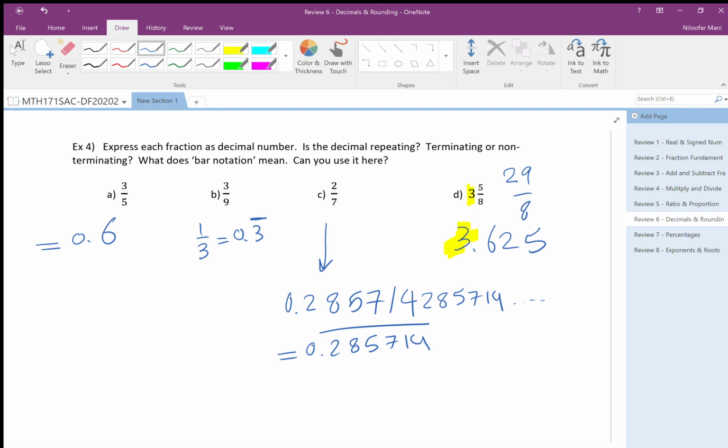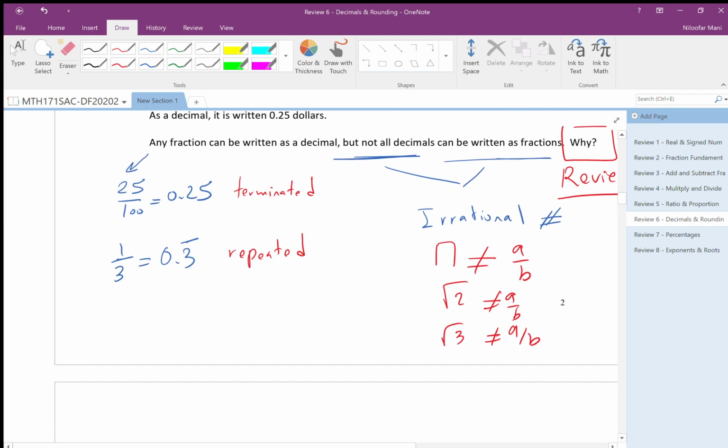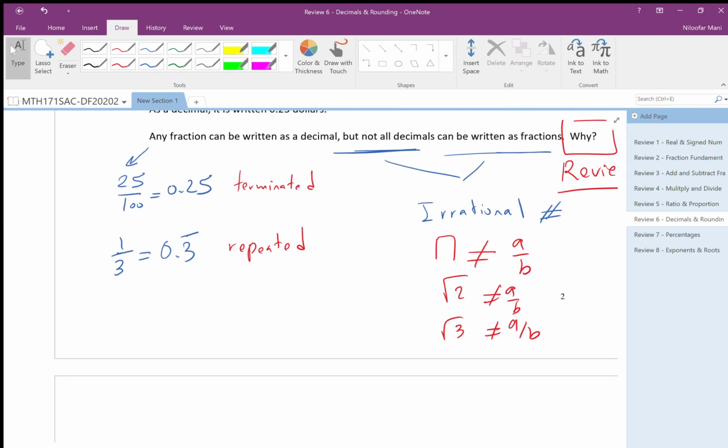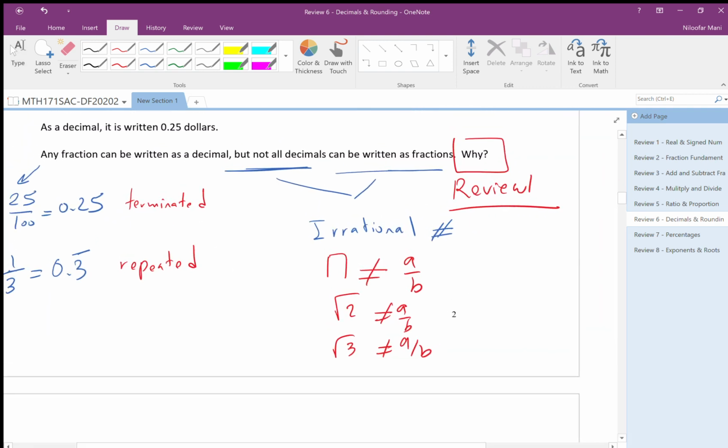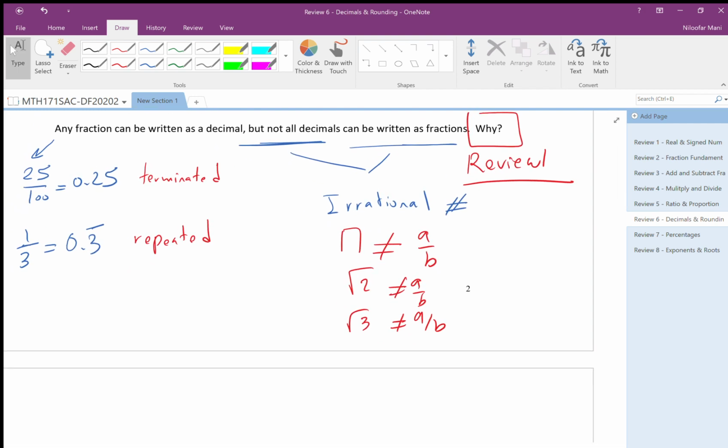Okay? So again, if I have a fraction, for sure I can change it to decimal. It's either terminated or repeated. But if I have a decimal, for sure some of them I cannot write as a fraction. Which one? Those irrational ones, like pi, radical 2, radical 3, radical 5. I cannot write them as a over b. They are neither repeated nor terminated. They are just continuing. I cannot guess. They are not repeating, and they don't end. Okay?